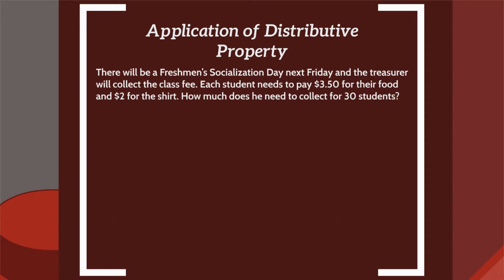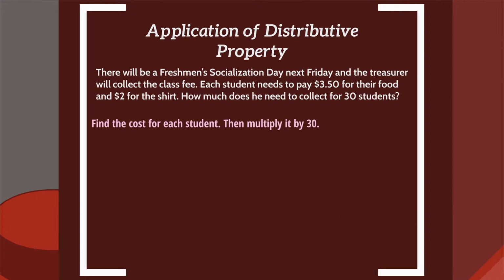As always, read the problem carefully and analyze it. You should know what is being asked. The problem is asking for the total class fee collected. So let's go ahead and find that. To find the total class fee collected, we need to find the total cost for each student. That means we will add what they paid for their food and shirt, then multiply the answer by 30, since it is the total number of students.